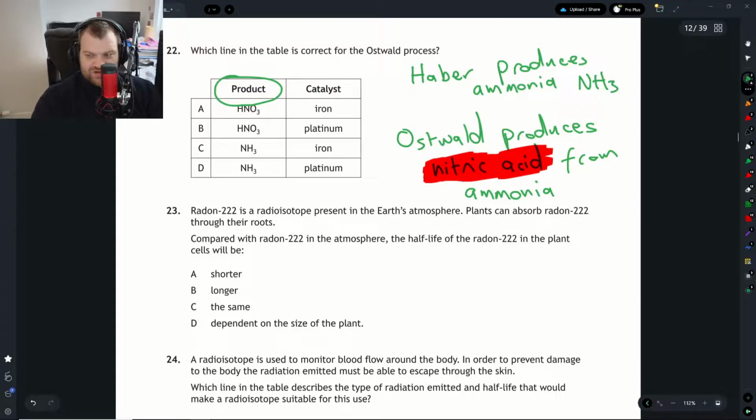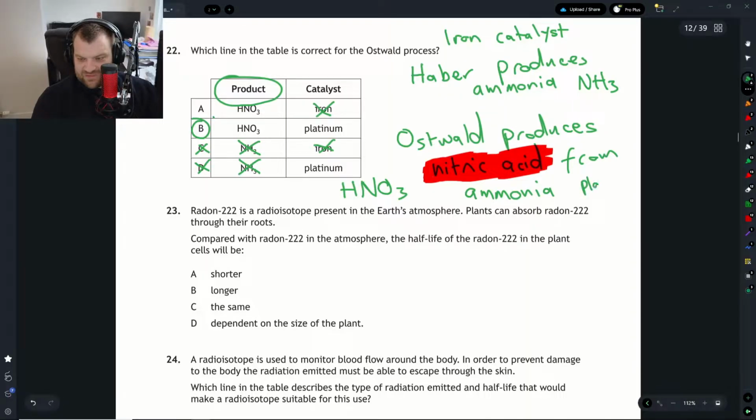Ammonia is NH3, nitric acid is HNO3. That means that these 2 ones have to be ruled out from that. In terms of the catalyst, the Haber process is the iron catalyst. It does come first alphabetically out of the 2. So there's Haber versus Ostwald, if that's any help to you at all. That means that we do not care about iron in this question. Ostwald does have a platinum catalyst. And that would be B, our correct answer. So we can do it from a ruling out point of view, or we can just know that it's nitric acid and platinum for Ostwald.